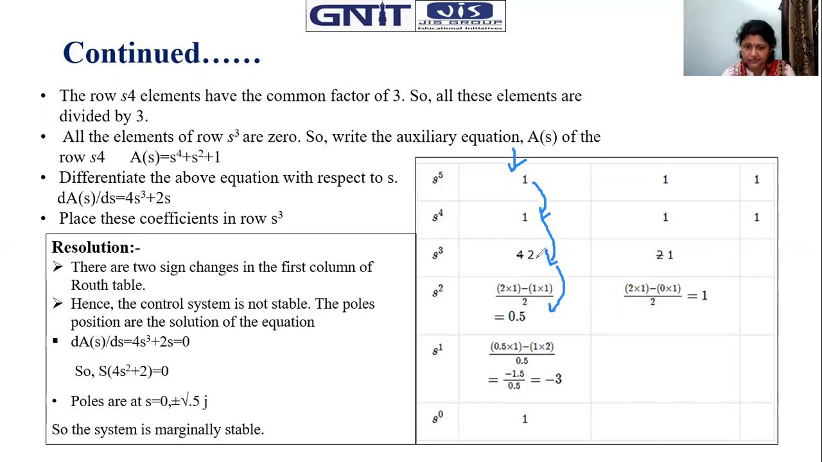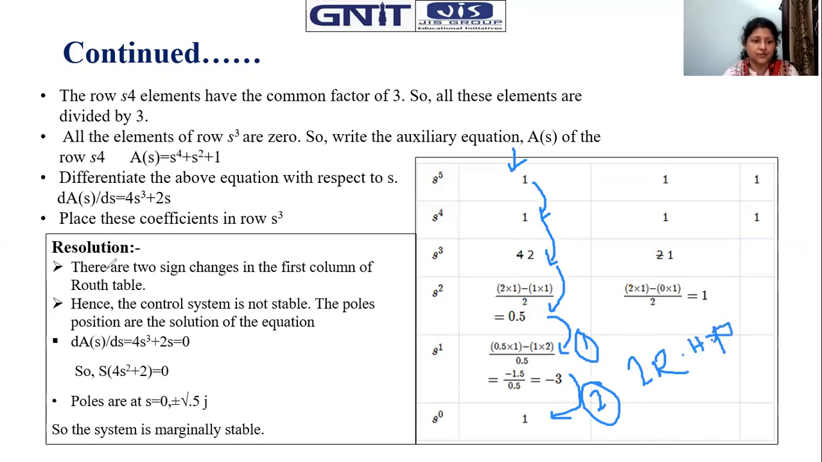So we are continuing with the difficulty removed, and then we are getting 0.5 to minus 3. So there is one sign change, and then minus 3 to 1, there is another sign change. So two sign changes refer to right hand poles, right? Two right hand poles.